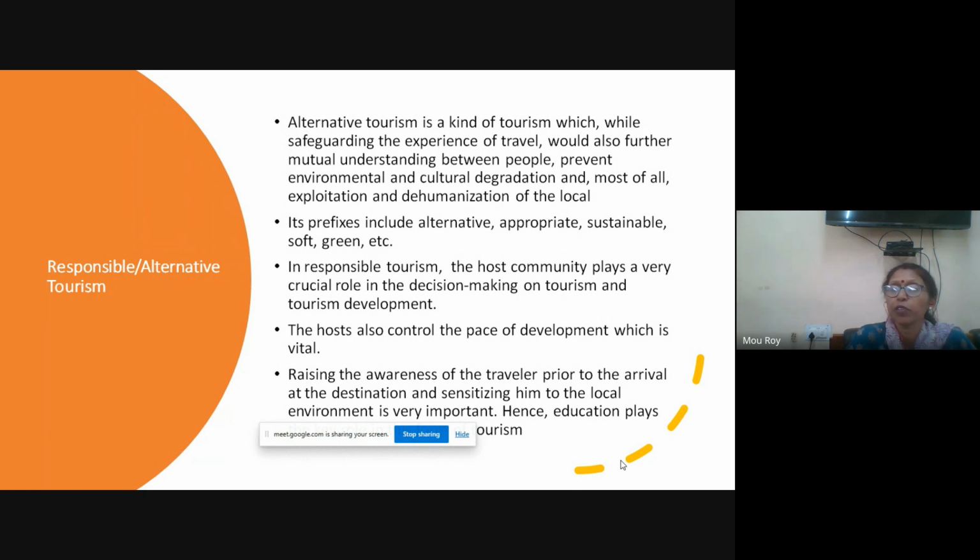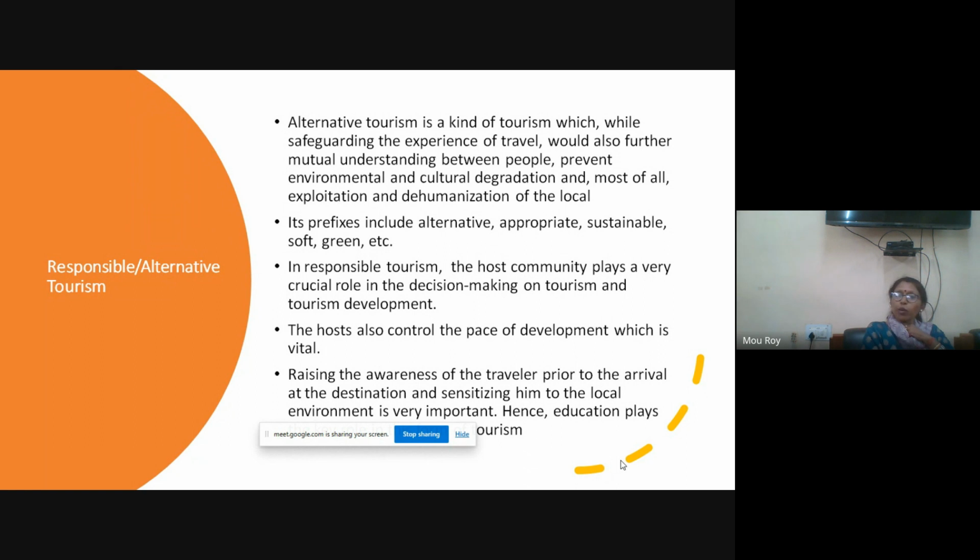The prefixes include alternative, appropriate, sustainable, soft tourism, green tourism, etc. So in responsible tourism, the host community plays a very crucial, very significant role in the decision making on tourism and tourism development. But ecotourists are not located in the urban areas. They are located in the rural areas.